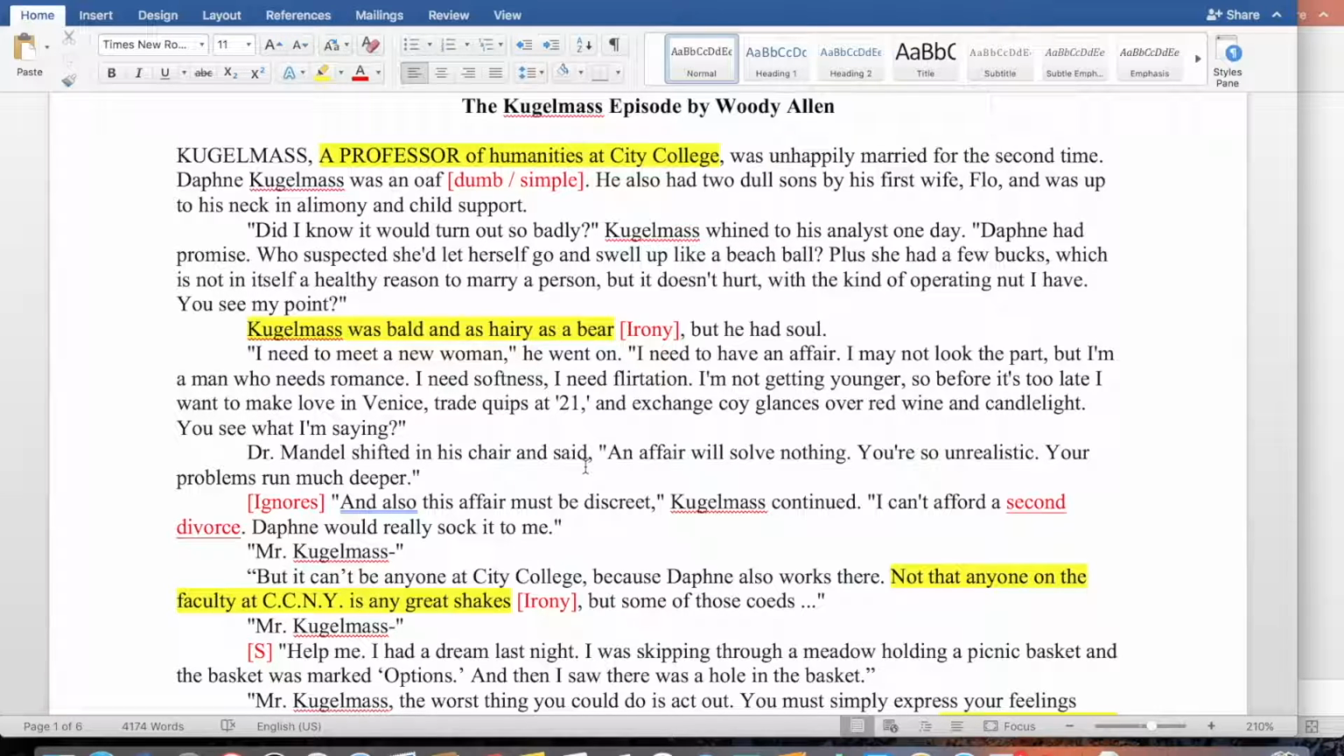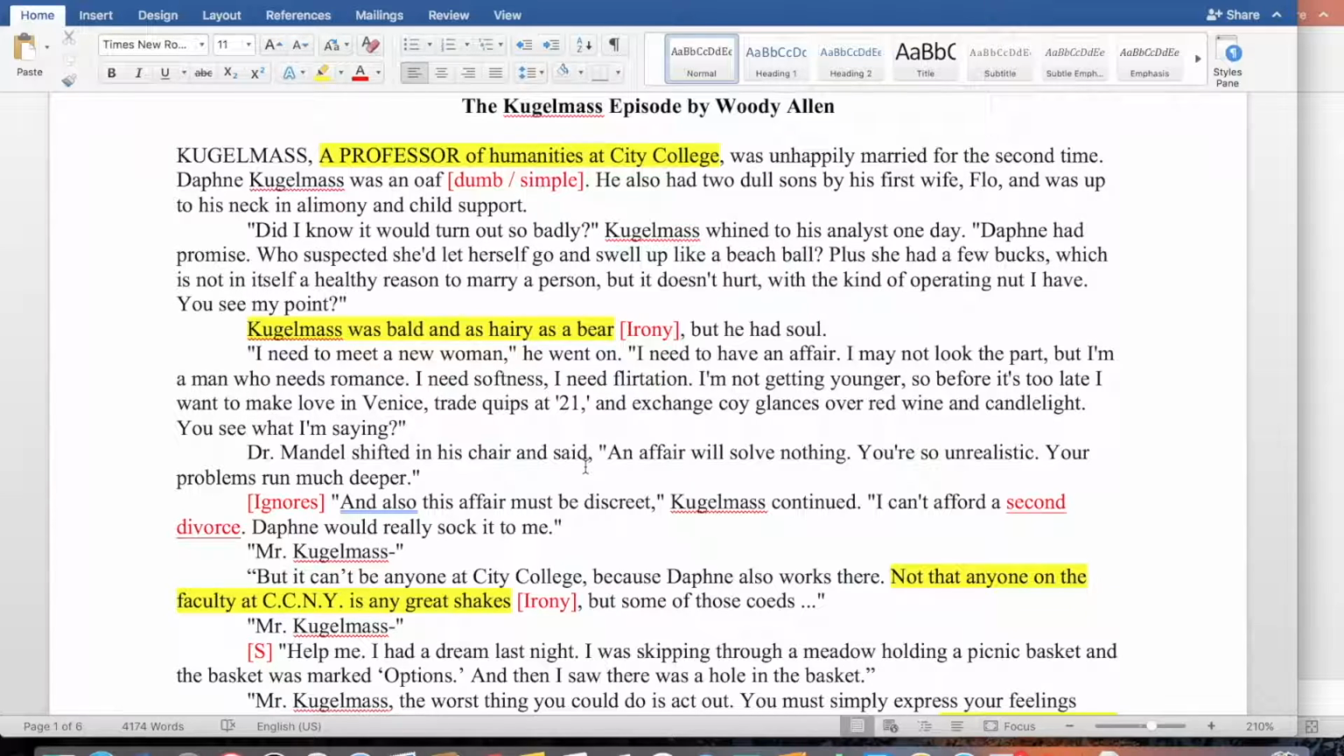I am a fellow bald guy with Kugelmass, and I'd like to think we can be attractive too. But the way it's described here, it's clear they're not saying he's very attractive. He's bald and hairy as a bear, right? That's not how you describe an attractive guy. So he's not a prize, and he's complaining because his wife's not a prize, right?